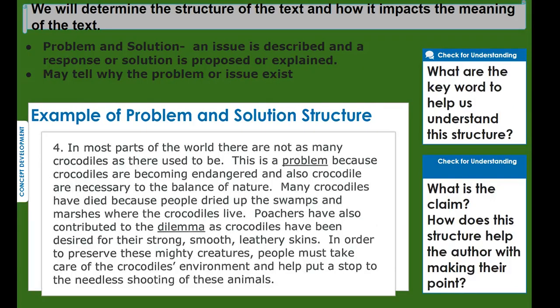Problem and solution. You guys know about problem and solution. We all do. A problem is an issue that is described, and the solution is the response to it. Okay? This may tell why the problem or the issue exists, and then it may or may not give the solution, or when I'm talking about solution, how we solve the problem. Okay?